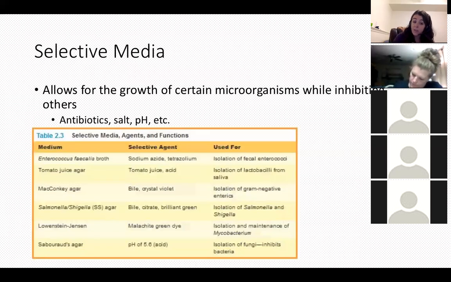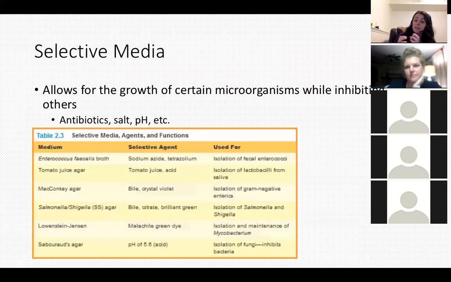So salt is another thing that we can add to a media, and microbes that are a little more tolerant of higher levels of salt will grow. Halotolerant microbes or halophiles will grow, whereas microbes that are more sensitive to higher salt concentrations won't grow. pH is another one that we can do, which can allow you to select for certain microbes and against others.